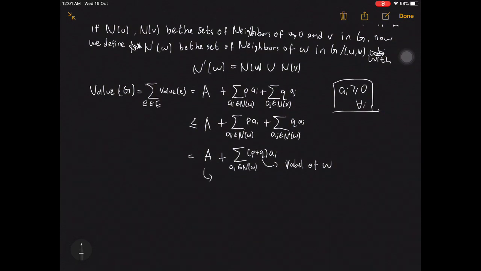Okay, so now what is A? Now A is the sum of the values of the labeling where there are no edges incident to U or V. So besides U and V, the sum A is the sum of all the edges in E that have no endpoints on U and V. So the summation over here is actually equal to the value of G after we contract it with UV.